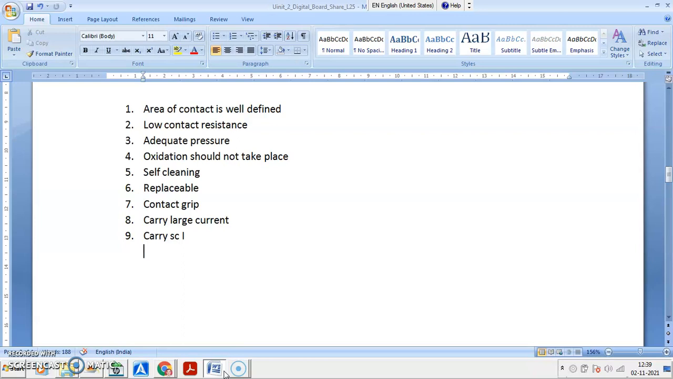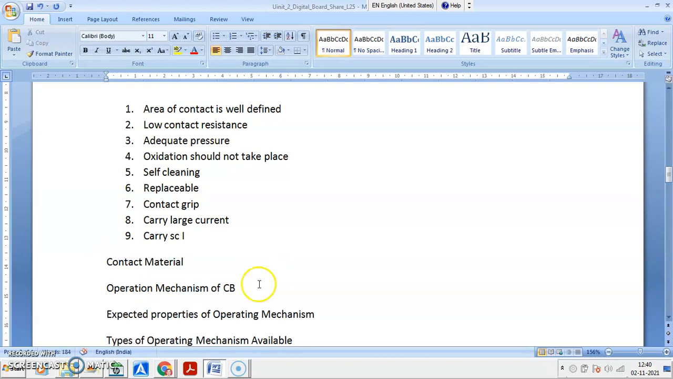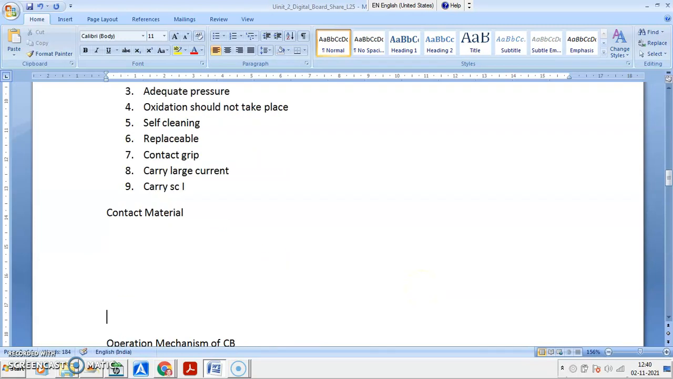Then contact materials. Properties of contact. So we have seen contact material. Different types of contact materials are used to bear all the above properties. These contact materials are generally copper, silver. Pure copper and pure silver are not used; copper alloy and silver alloy.